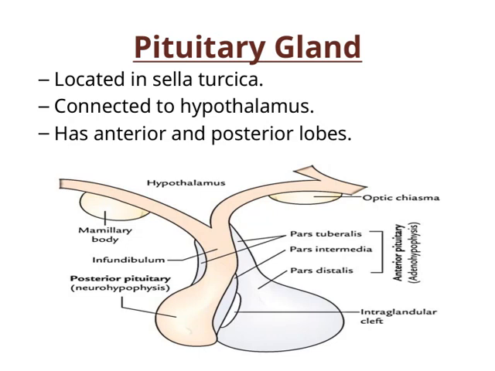The pituitary gland, which is often called the master gland, is located in a small bony cavity called the sella turcica. It's connected directly to the hypothalamus, which plays a crucial role in controlling its functions. The pituitary has two main parts, the anterior lobe and the posterior lobe, each responsible for producing and releasing different hormones. Understanding the pituitary gland's position and connection to the hypothalamus helps us grasp how it regulates many vital bodily processes, making it central to the endocrine system and overall health.